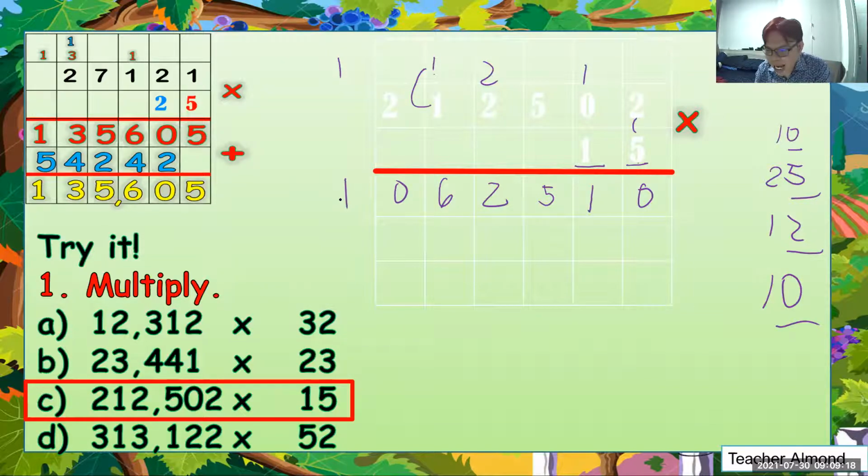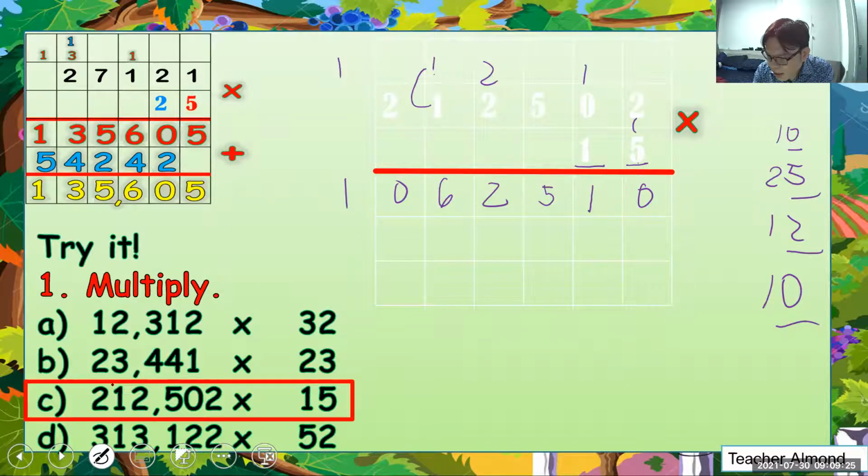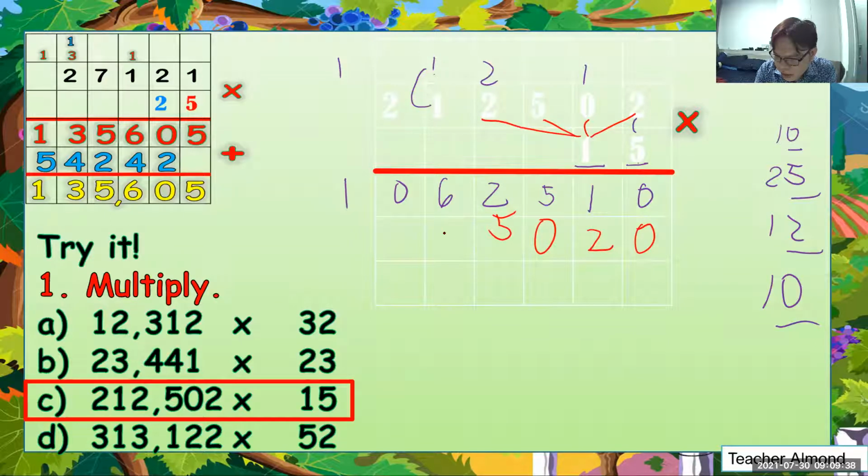Okay, next we have the tens place. For the tens place, since it starts from here, write 0 here. So 1 times 2, that is 2. 1 times 0 equals 0. 1 times 5 equals 5. 1 times 2 equals 2. 1 times 1 equals 1. And 1 times 2 equals 2.